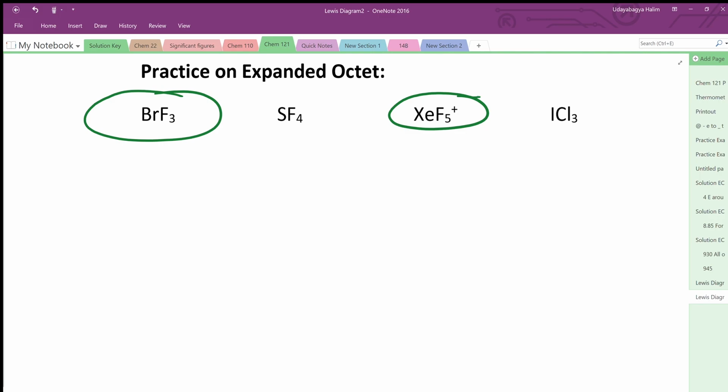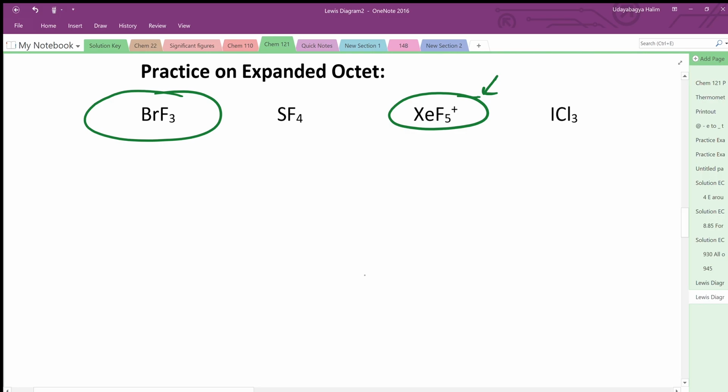All right, so I see quite a bit of people already done with this one. If you want to finish and continue with the next one, do XeF5+. This is just an example with a plus charge, so you have some experience with plus charges again, just a bit of a review.